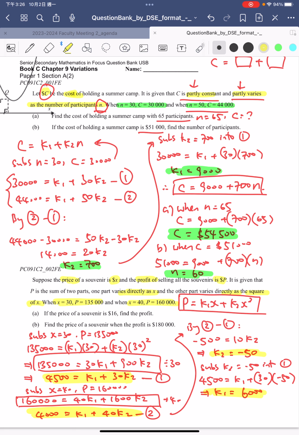Then we can substitute them back into our initial equation to get the relationship between X and P. Then we have P is equal to, we get the K1 value, which is 6,000, so 6,000X.